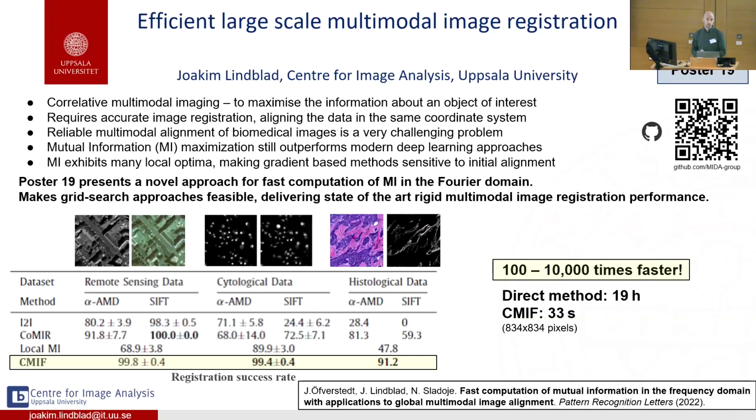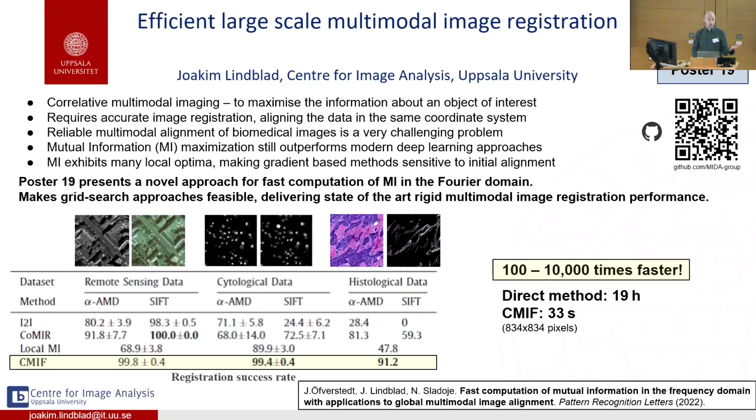And in order to do that, we typically need some kind of multimodal alignment to put our images in a common framework. So what I'm presenting at poster 19 is a clever trick that one of our PhD students figured out: how to compute mutual information in the Fourier domain, such that we can compute it similar to cross correlation, but as a cross mutual information. So the mutual information for two images translated all possible translations very quickly in the Fourier domain.